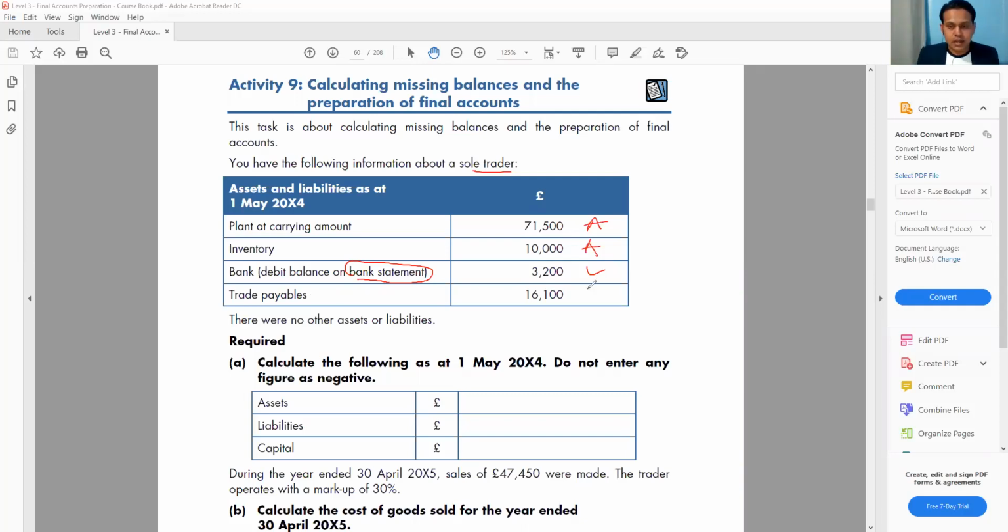Trade payables, this is our liability. We know it. All right, so can we do that? Calculate the following balance at 1st May, do not enter the negative figure. So asset, how much asset do we have? Can you do that? The asset we have here is 81,500. Then the liabilities, how much are the liabilities we have? 19,300.